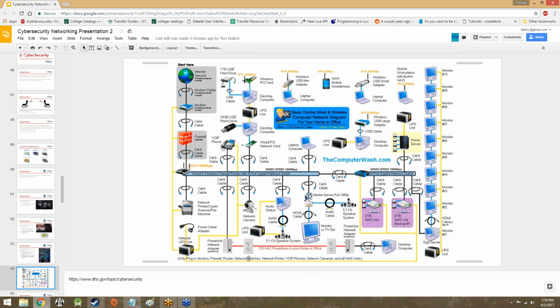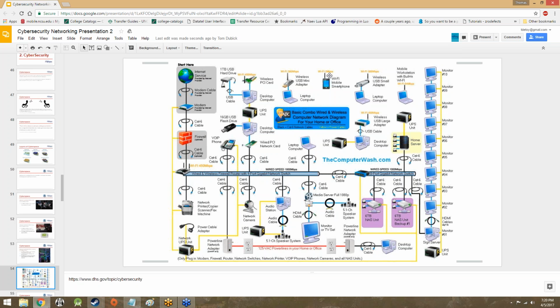But yeah, only plug-in modem, firewall, router, network switches, network printer, VoIP phones, network cameras, and NAS units. From there, you can be connected to different components. The wireless router could be providing internet to a computer through a wireless PCI card. It could be connected by wire to that wireless router because wireless routers tend to be able to do both. The flash drive that's plugged into your computer can be accessed from the internet if that's the case, as well as any hard drives you have connected to it.